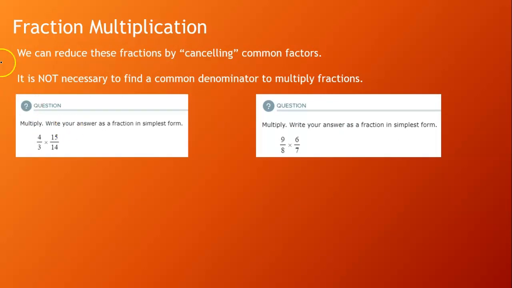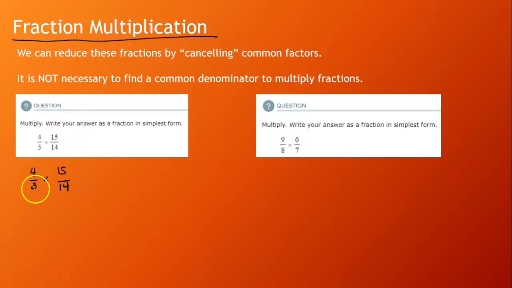You don't need a new heading, we're still in the same topic of fraction multiplication. We've got 4/3 times 15 over 14. Remember that we do not need a common denominator to multiply and divide, only to add and subtract. Let's see if anything can be reduced.